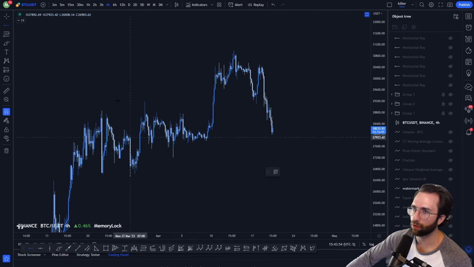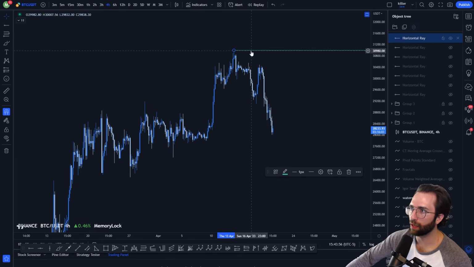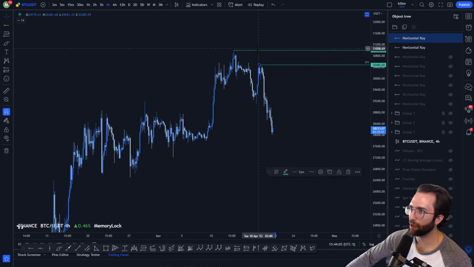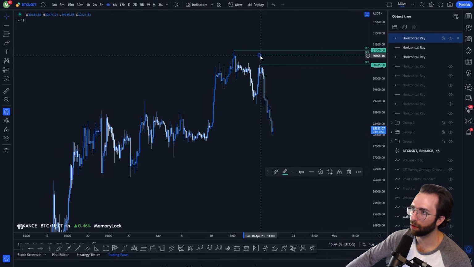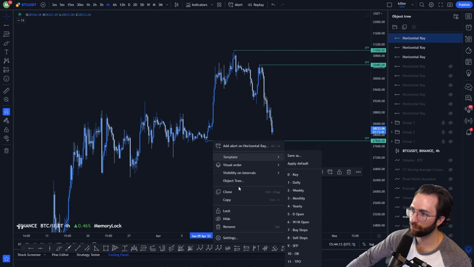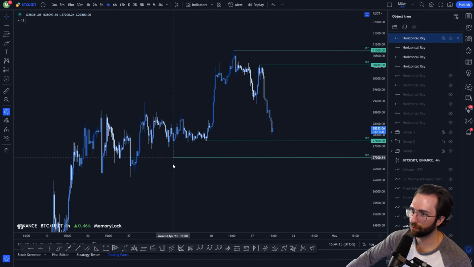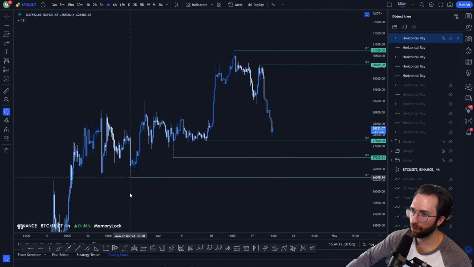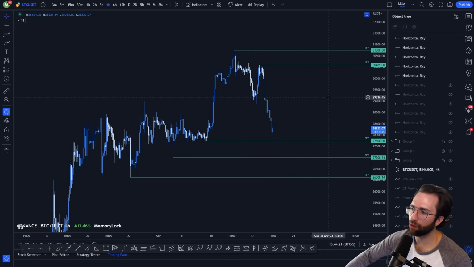So what you would then do is take your horizontal ray and put your magnet tool on, and we would mark these out. So here we have a potential swing failure pattern, right? We would have one here, and we have a bunch of equal highs that are pretty low. So in the event that we got that sweep, I would look to hit them all. We have one here, here, and here, right? So you get the idea.